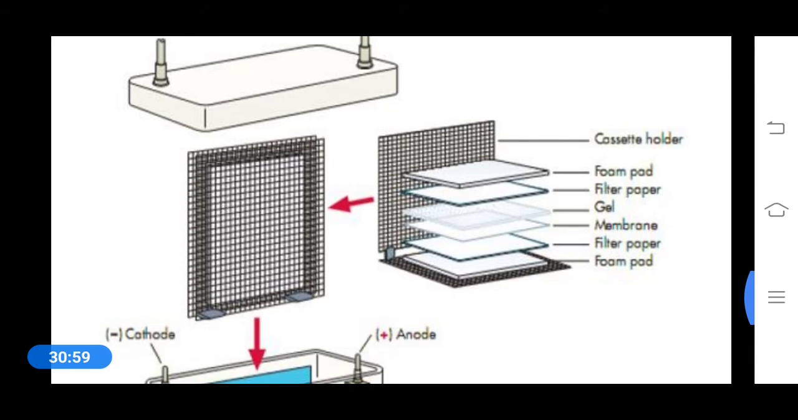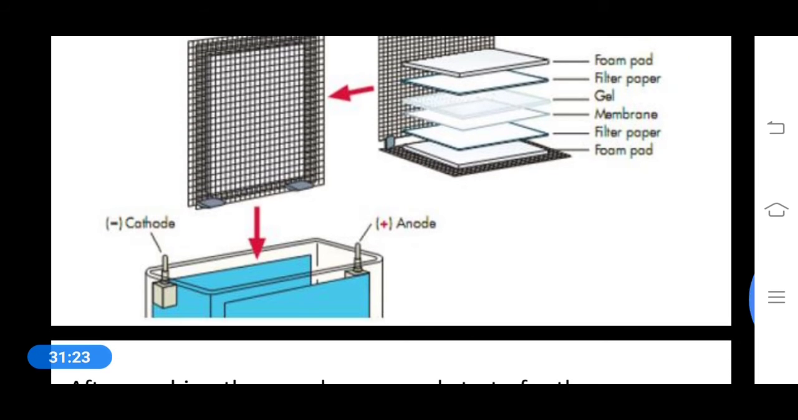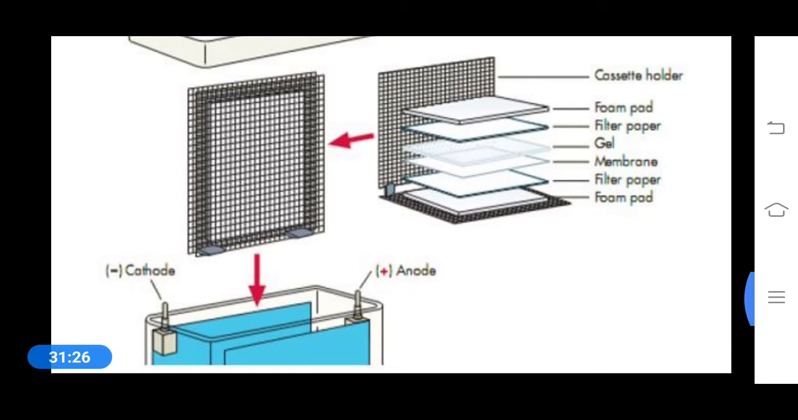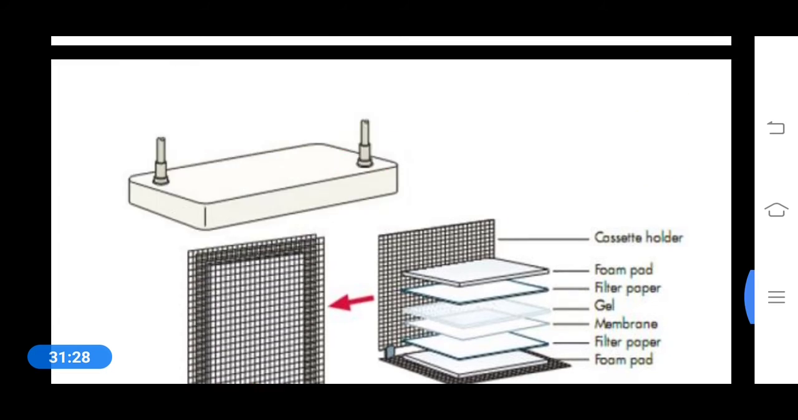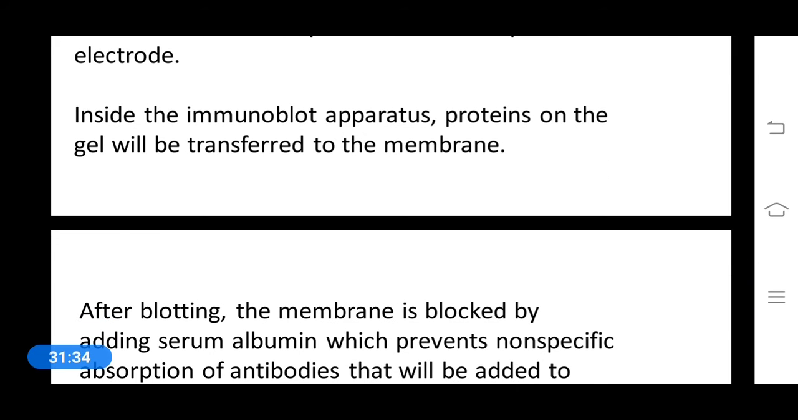So this is the arrangement of this particular immunoblot. There will be foam pad, filter paper, membrane, gel, filter paper, again foam pad and cassette holder. So these will be closed in this particular cassette and this will be placed inside the immunoblot apparatus. So inside the immunoblot apparatus, proteins on the gel will be transferred to the membrane.